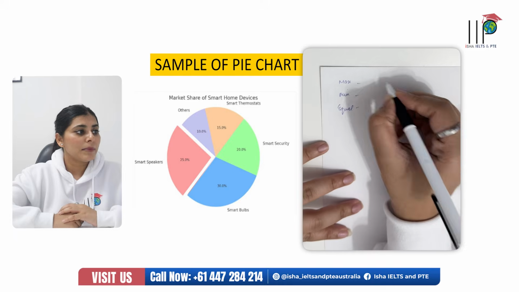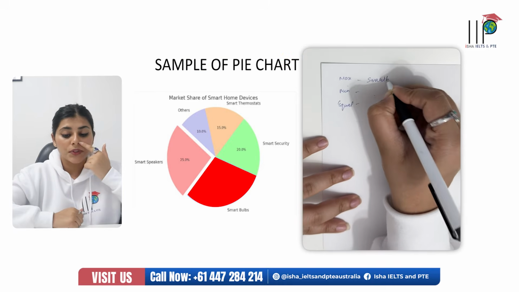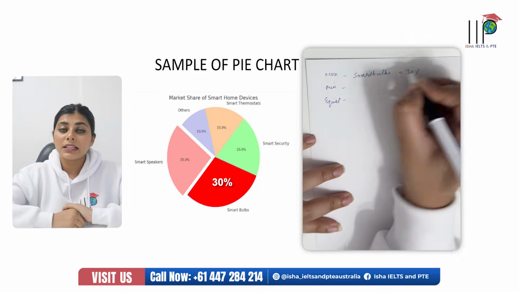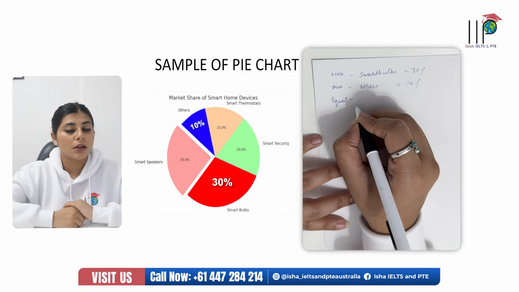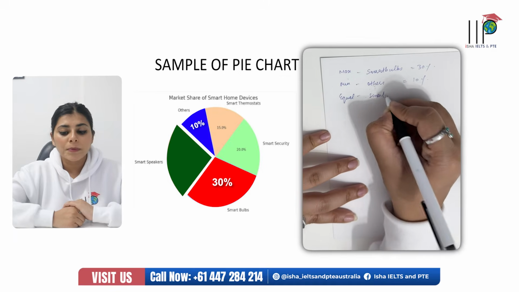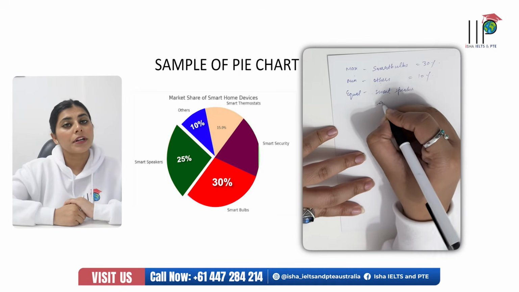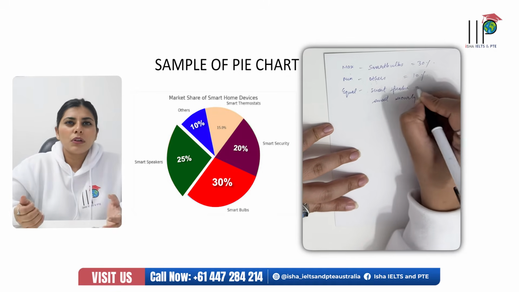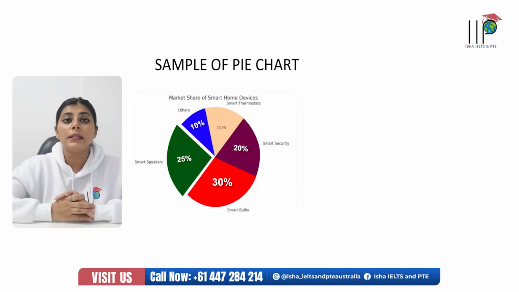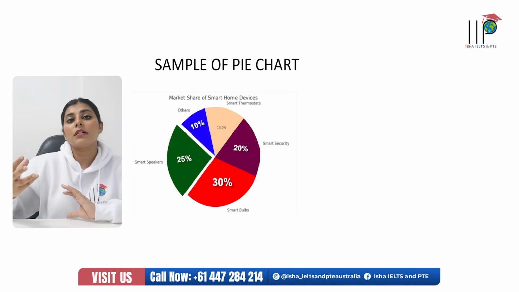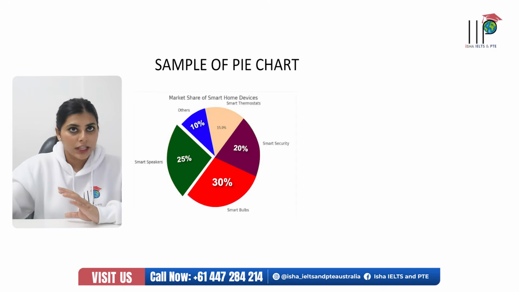For example, in this image, the maximum is smart bulbs, which is around 30%. Minimum is in the category of others, which is 10%, and there is nothing equal. So I've just noted down two other aspects, which are smart speaker 25% and smart security 20%. If you don't want to note down and you think you can directly speak, that is also fine. Whatever makes you comfortable and whatever you think is going to make you more fluent, go for that method.